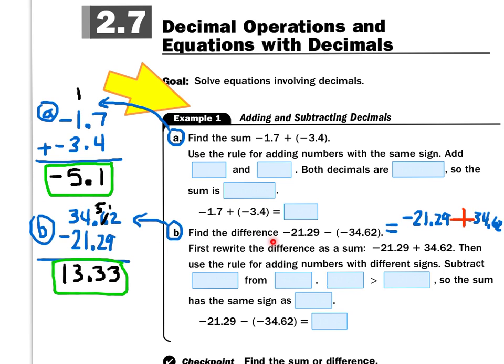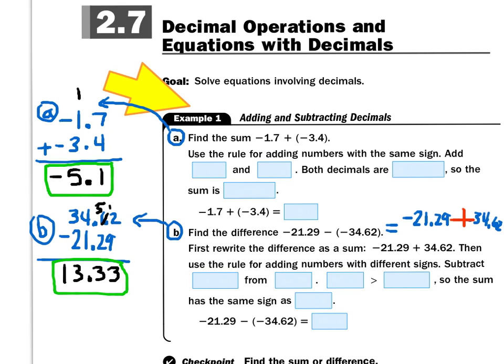Okay? Take a look at B. It says find the difference. And remember, when we see this going on, the minus the negative, we want to let them morph together to make a big giant plus sign. So I wrote it over here. So negative 21.29 minus negative 34.62 becomes negative 21.29 plus 34.62.